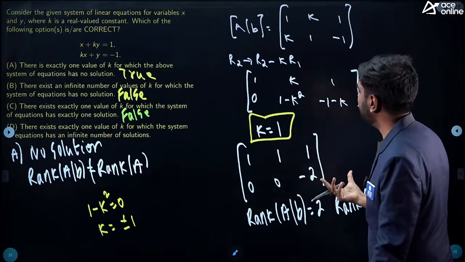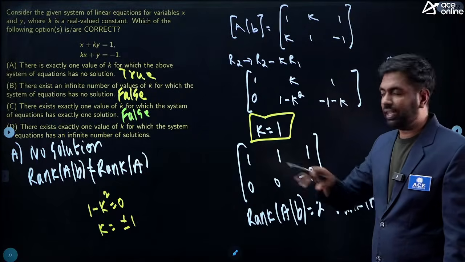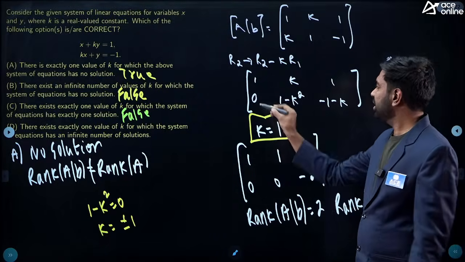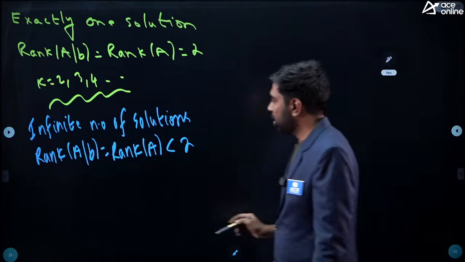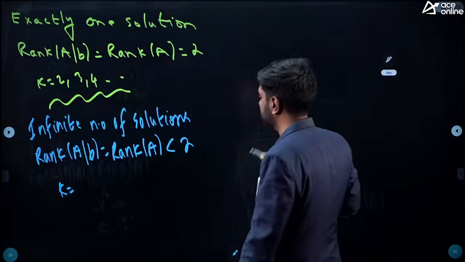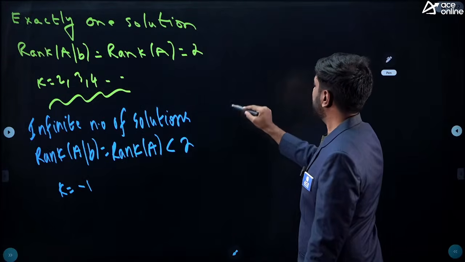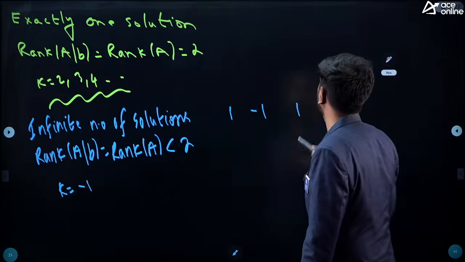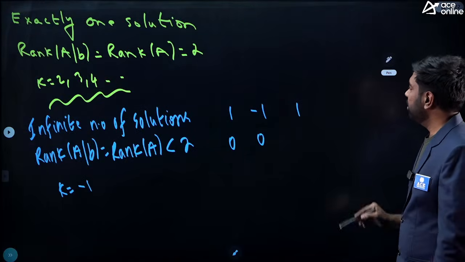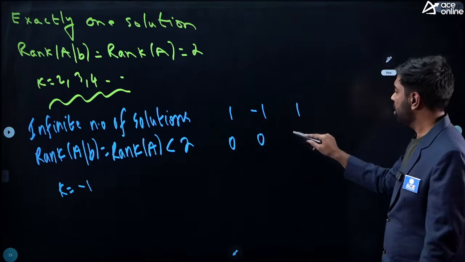So when will rank of AB equal to rank of A but less than 2? So how many such k values can give this? I want rank of AB equal to rank of A but less than 2. So for that I want this entire row to be 0. When does this entire row become 0? So I have a choice. So maybe when I put k as minus 1, let me check. When I put k as minus 1, what do you get? You get 1, minus 1, 1, and then you get 0, 0, and then it is minus 1, minus of minus 1, it is 0, na?